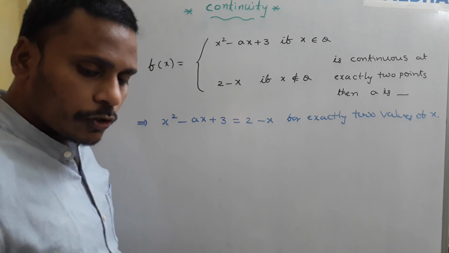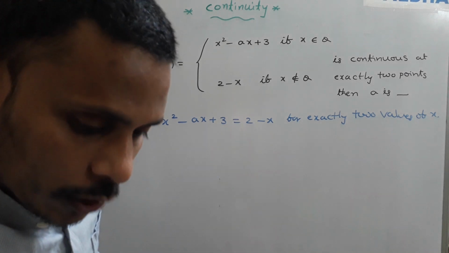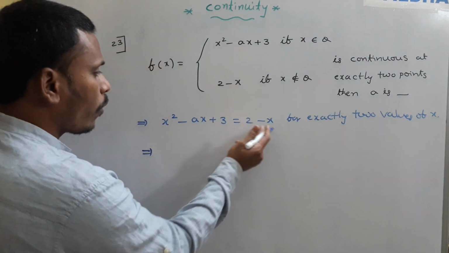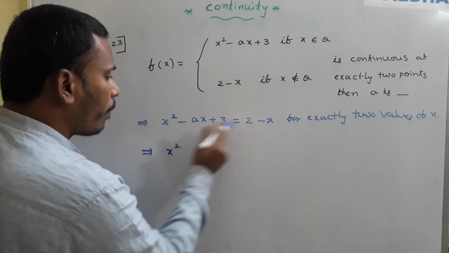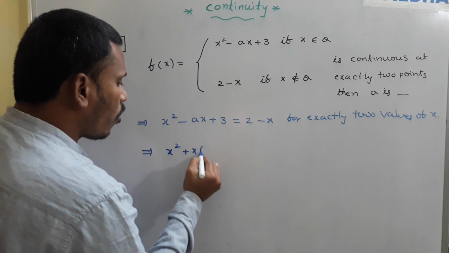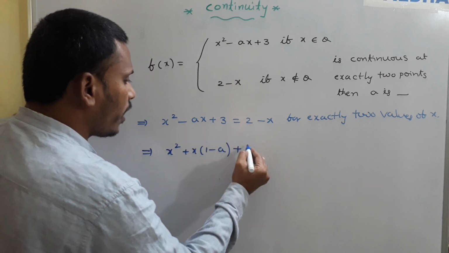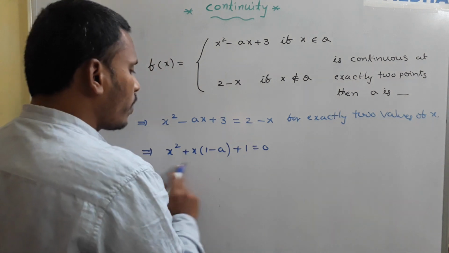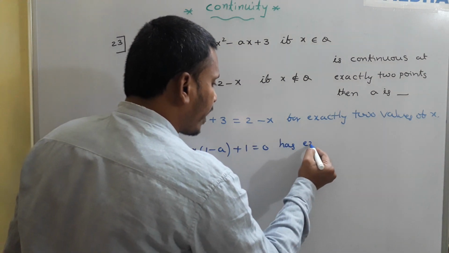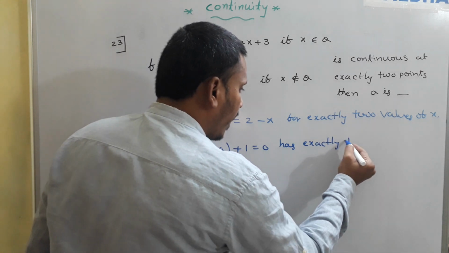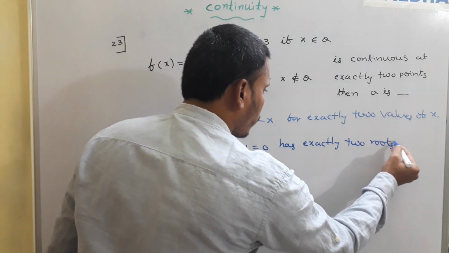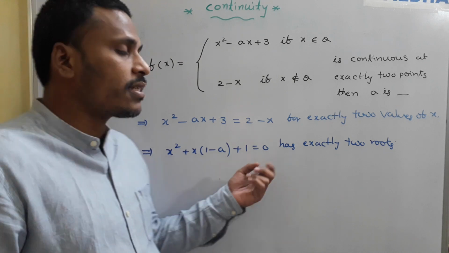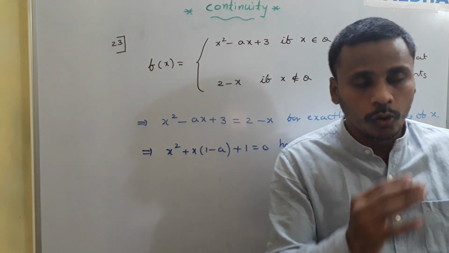Now observe this. These two are equal for exactly 2 values of x. How to find the values of a? When you collect everything on this side, x square minus ax plus x, that means x square plus x of 1 minus a plus 3 minus 2, that means 1, is equal to 0. This is true for exactly 2 values of x. That means this equation has exactly 2 roots. So it's a quadratic equation in terms of x, and this equation has exactly 2 roots. Now the problem is just converted to a quadratic problem.